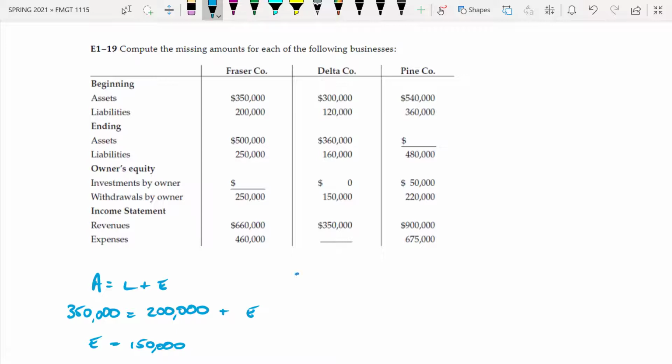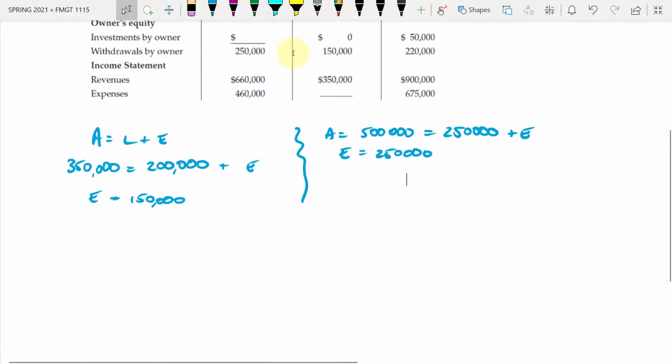At the end of the year, what it tells us is that our assets are equal to $500,000, which are in turn equal to our liabilities of $250,000 plus equity. And here we can solve for equity, and we're going to get $250,000. So what this tells us is that during the year, this business increased its owner's equity from $150,000 to $250,000. And what we need to figure out then is, how did they do that?